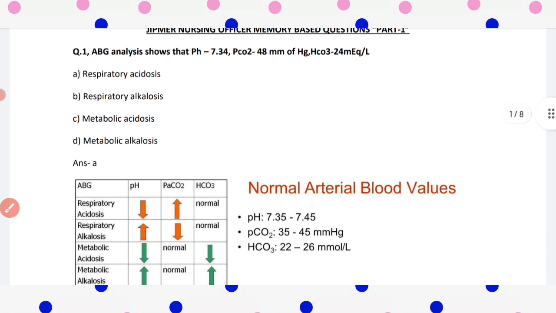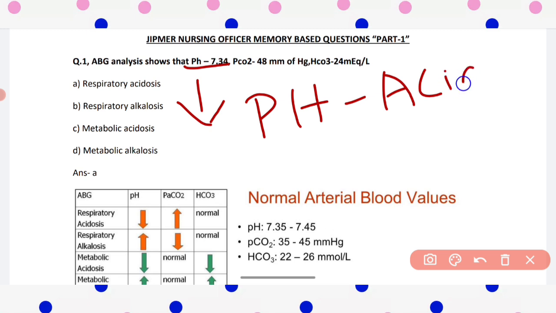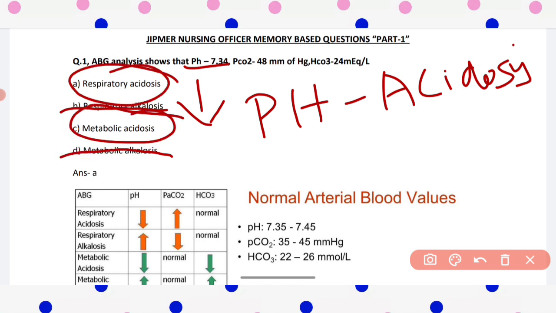Okay, let's see what is happening here. Here the pH is less. If the pH is less, it is considered as what? Acidosis. So what are we supposed to do? We can remove the alkalosis options from here. Respiratory alkalosis I have removed, metabolic alkalosis I have removed. Remaining are respiratory acidosis and metabolic acidosis.